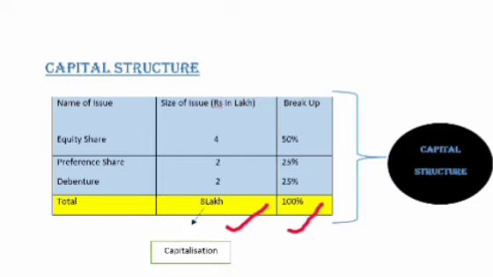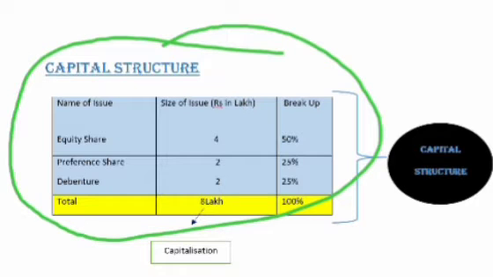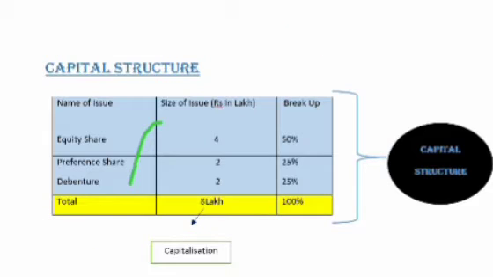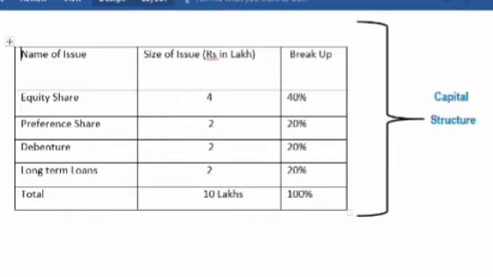That is 100%. Or if you break up that percentage, 50% is equity, 25% is preference share, and 25% is debenture. So by summing all these, we are getting 100%. So this 100% we can call capitalization. Okay, so this is the capital structure. That means equity share plus preference share plus debenture, because equity share is equity, preference share is somehow in between, and debenture is debt, or other long-term loans also, we can say. If you add another 2 lakh in long-term loans, then we will have 10 lakhs. We can say that also is capital structure.